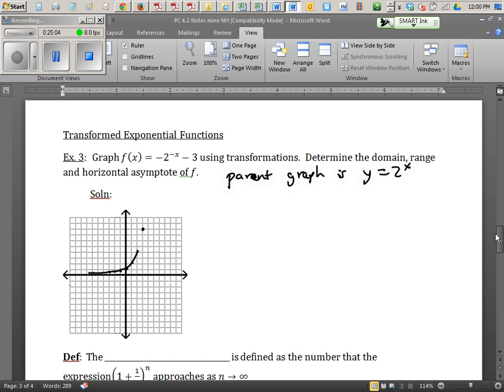This is my parent function. And some things have been done to it. So, for example, I see a couple negatives, right? There's a -3 going on. What's happened? Okay, so we can see there's a negative on the x up in the power there. So this is going to flip the graph over the y-axis. So let's take care of that now. And let's flip this thing over the y-axis.